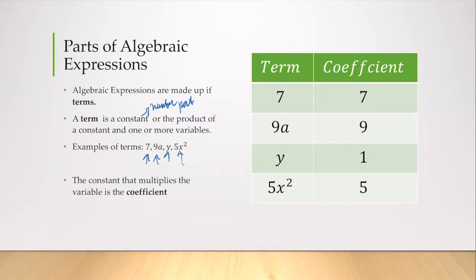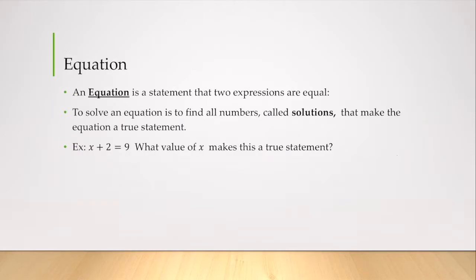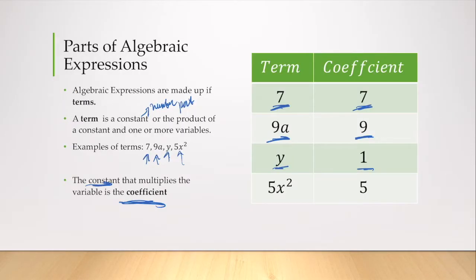The constant that multiplies the variable gets a special term. It's called the coefficient. So for example, I've made this little table here for us. If I just have a constant 7, the coefficient is 7. If I've got 9a, the coefficient is 9. If I've got y, the coefficient is 1. Well, remember that 1 times y is just going to be y, so we don't really have to write that coefficient in front. And then the coefficient of 5x squared is 5.